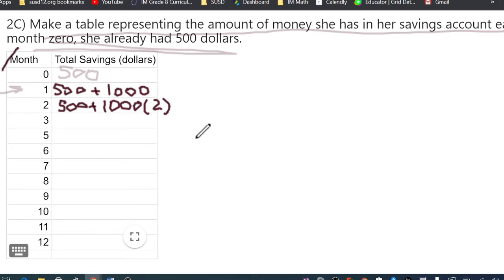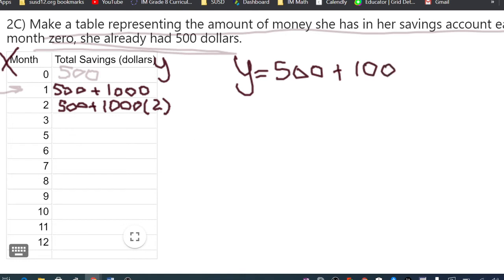Okay, X is the number of months, and her total savings in dollars is Y. So Y equals $500, which is the money she had already in her savings account, plus $1,000 a month from YouTube multiplied by X number of months that she's been receiving money. Let's try this equation here for X equals 8.